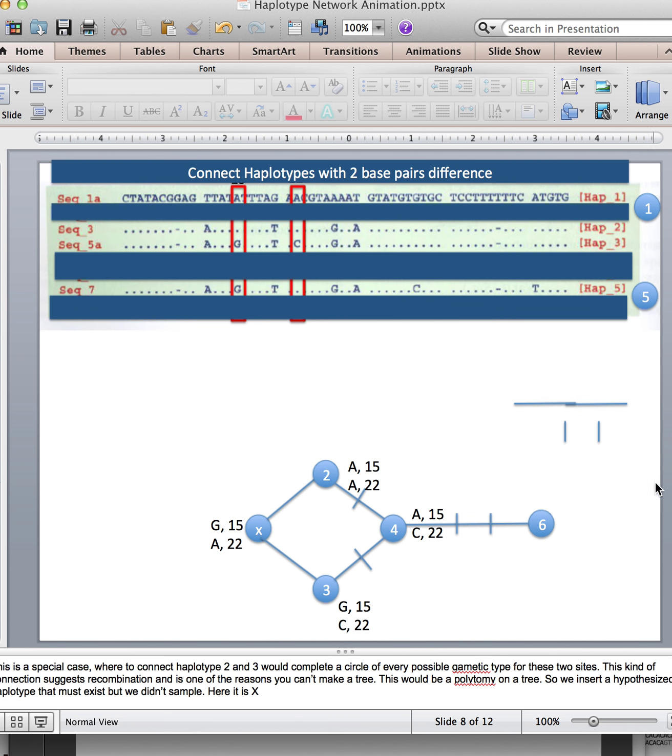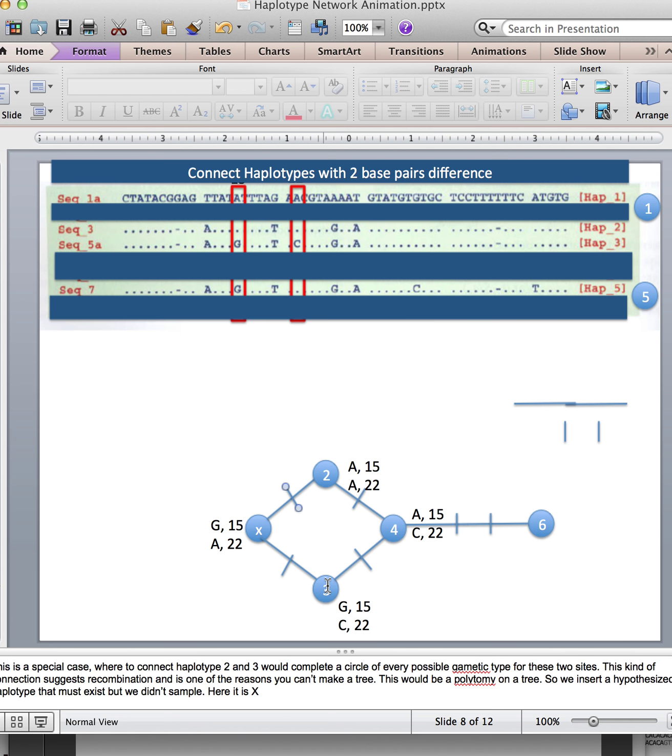And it would look a little bit like this, where I would take this, move it over here, actually, and put that over there, and this one over here. And so now I can see that this hypothesized haplotype would be 1 base pair different from 2 and also 1 base pair different from haplotype 3.